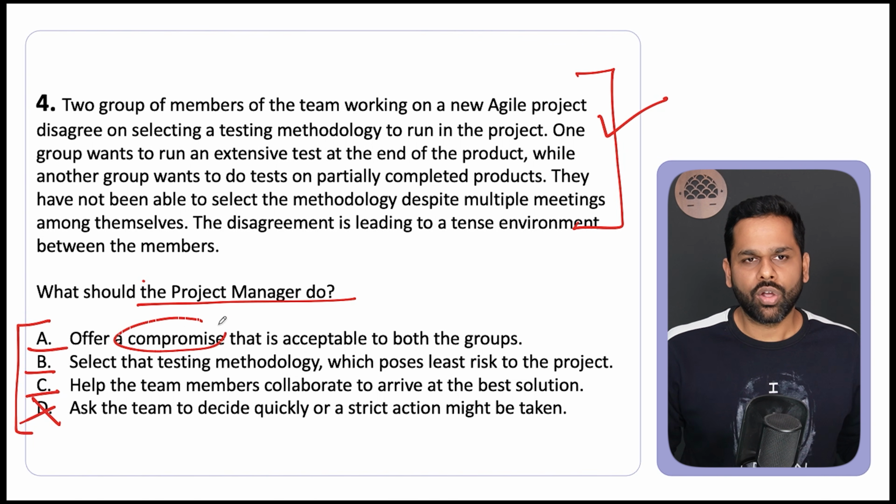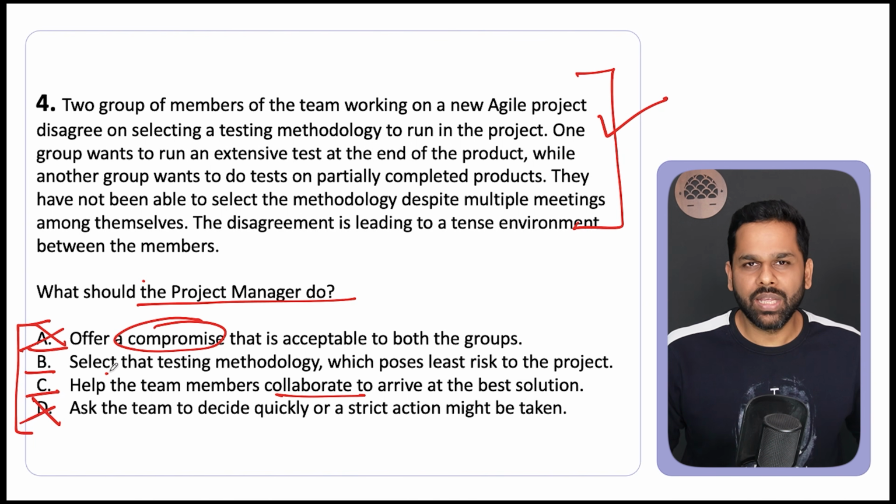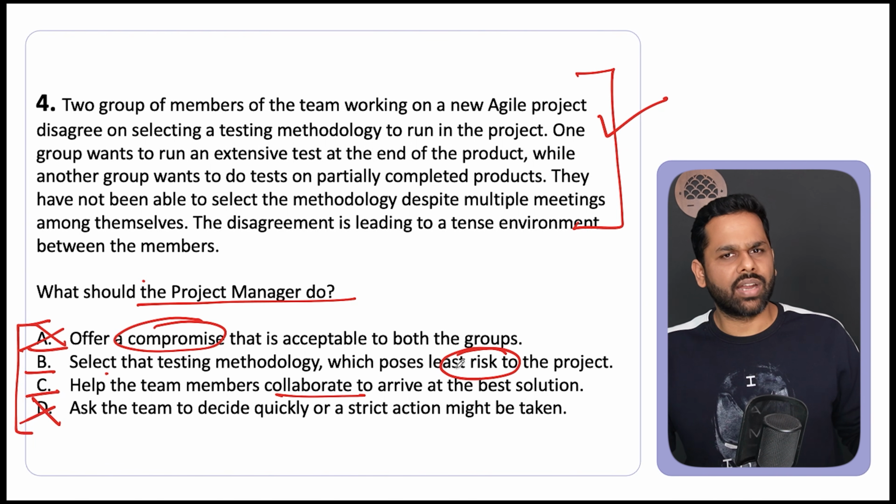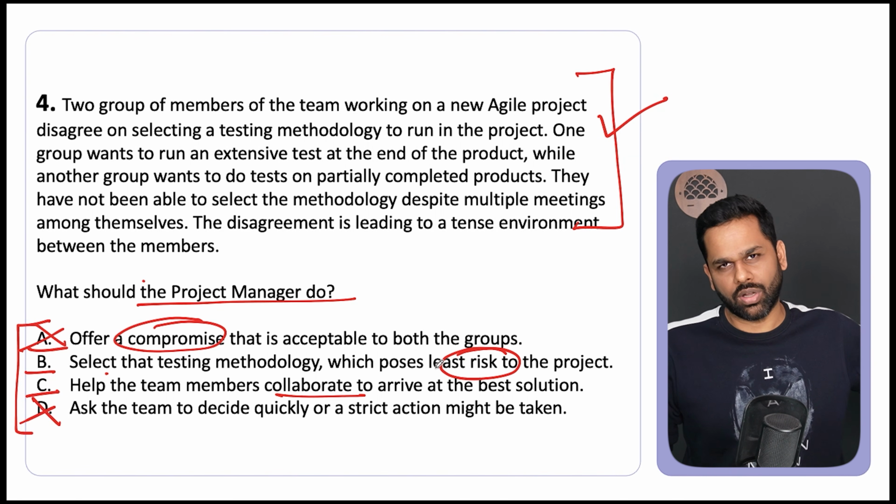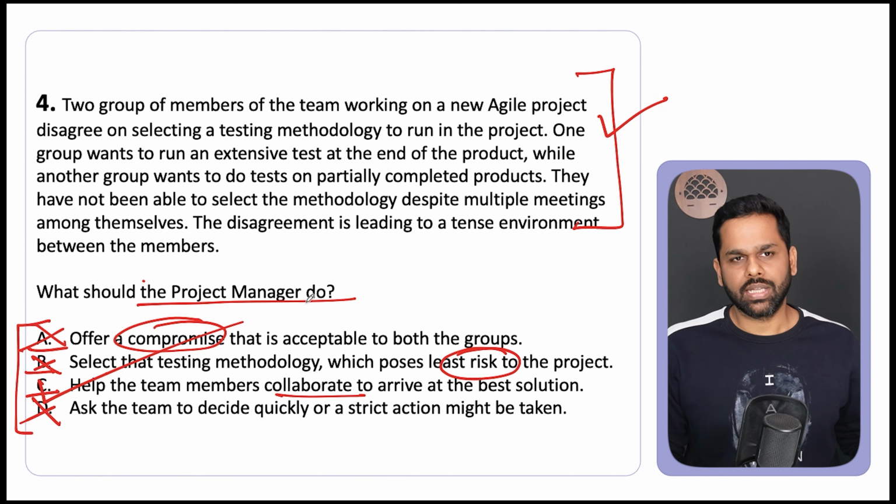In comparison, compromise is not as good as collaboration. So we eliminated A. B was talking only about one particular constraint, and we should take a decision based on multiple other constraints also. So we cannot take a decision here. C is the best choice.